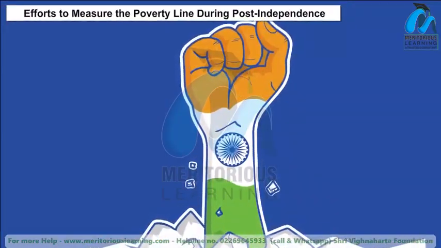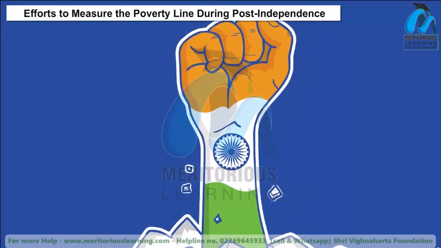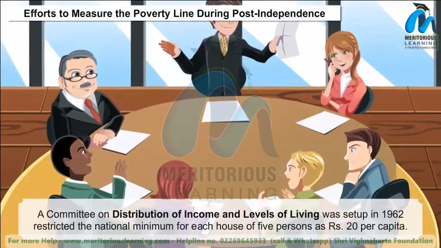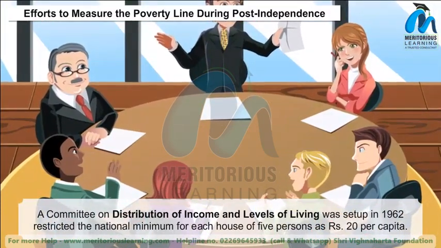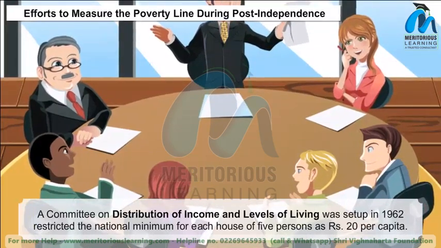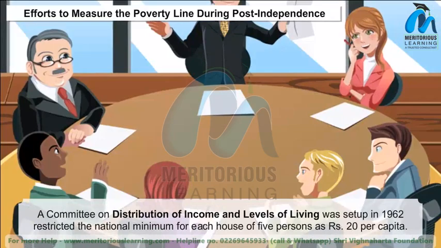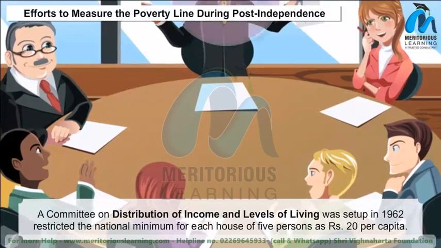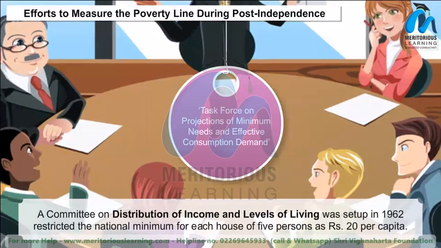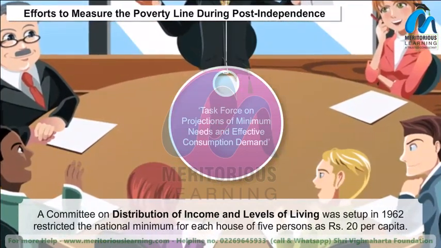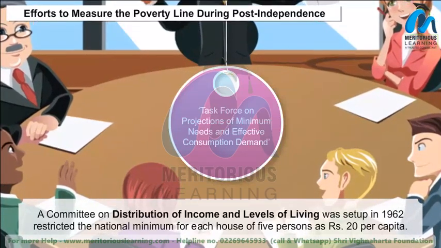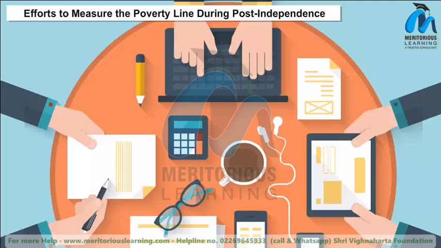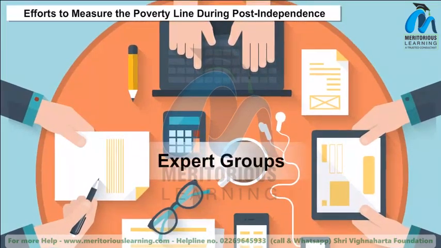Efforts to measure the poverty line during post-independence. A committee on distribution of income and levels of living was set up in 1962, which fixed the national minimum for each household of 5 persons at 20 rupees per capita. In 1979, another body called the Task Force on Projections of Minimum Needs and Effective Consumption Demand was formed. And during 1989 and 2005, the government constituted expert groups for the same purpose.